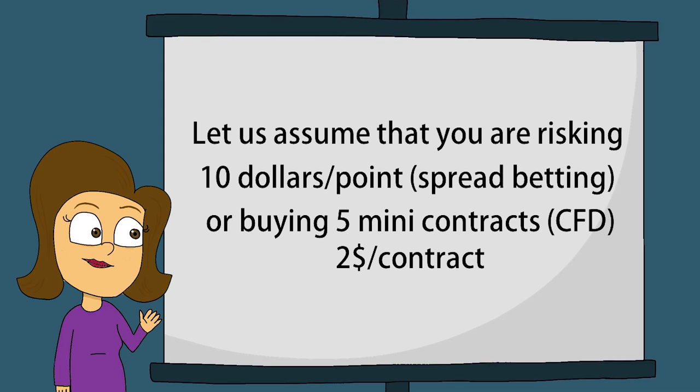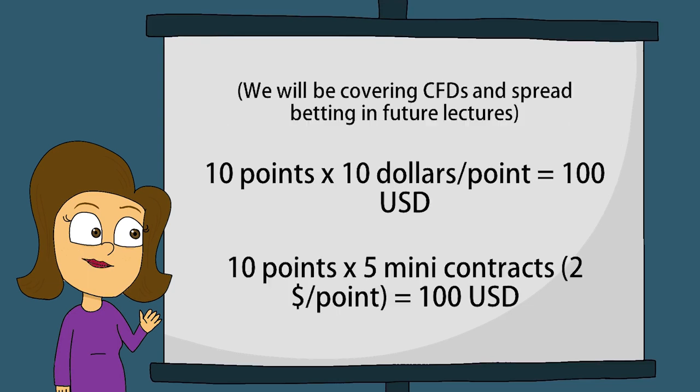Let us assume that you are risking $10 per point spread betting or buying 5 mini contracts CFD at $2 per contract. We will be covering CFDs and spread betting in future lectures. 10 points times $10 per point equals $100. 10 points times 5 mini contracts, $2 per point equals $100.